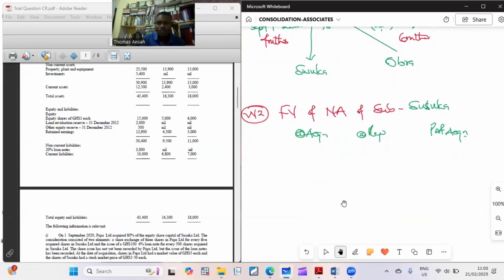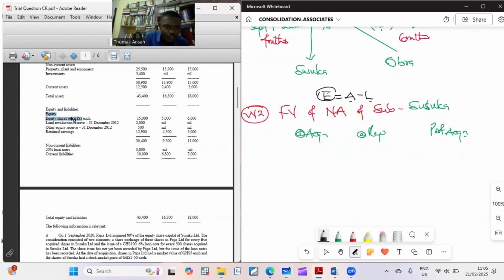Okay. And when you are doing this, remember the structure we are using for this side is always E is equal to A minus L. This is the accounting equation. Whenever somebody is buying somebody, this is the one that they buy. All right. And if they didn't do something well here, you come back and do it. That is what we call the fair value adjustment. So let's start. Go to the E part. Have you seen the E part? Equity part. So let's start with the equity part.